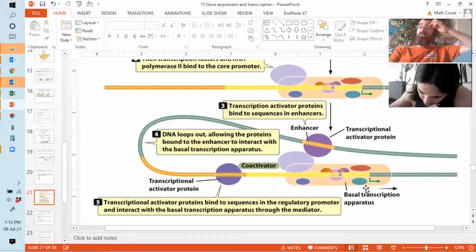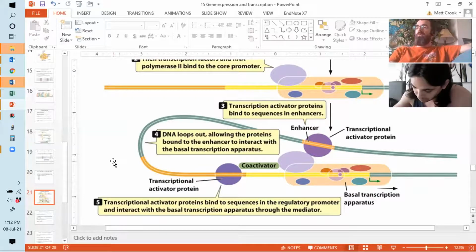And so in eukaryotes, you need other proteins, these transcriptional activator proteins, co-activators. You need other bits of DNA for proteins to bind to. That's the regulatory promoter. And so that's what controls whether or not transcription occurs.